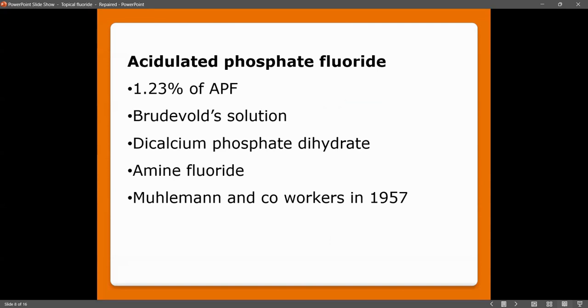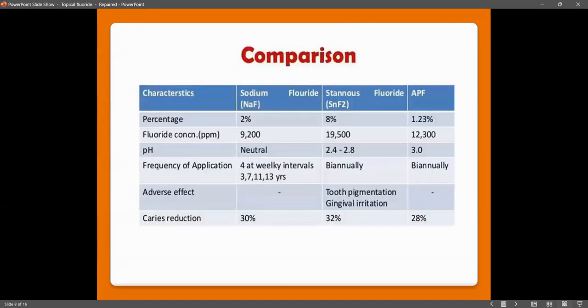And the fourth type is the amine fluoride, which was given by Mulliman and co-workers in the year 1957. Here comes the comparison between sodium fluoride, stannous fluoride, and acidulated phosphate fluoride. This is one of the important one-word questions related to NEET. This tabular column, memorize it thoroughly.